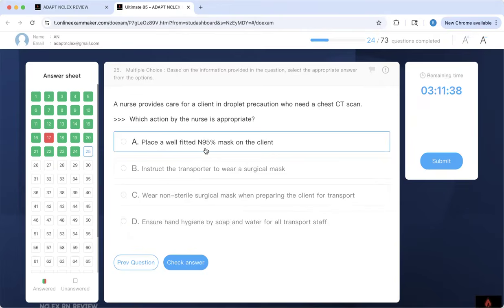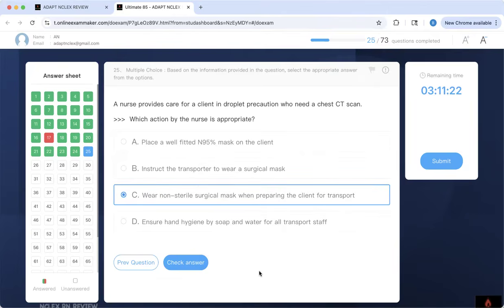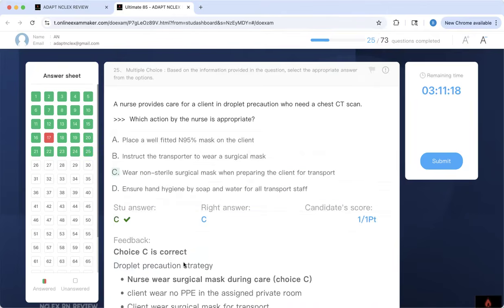Therefore, place the well-fitted N95 on the client is wrong. Instruct the transporter to wear a surgical mask because the patient is going to wear a surgical mask. B is wrong. Wear non-sterile surgical mask when preparing. Yeah, when you're in the client's room getting them ready, you wear it. Ensure hand hygiene by soap and water. No, you can use hand sanitizer.